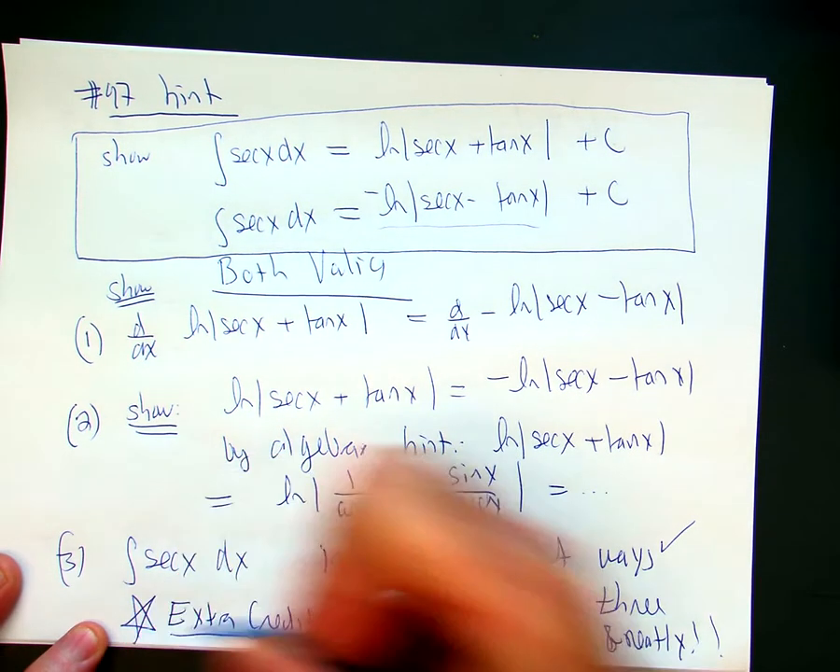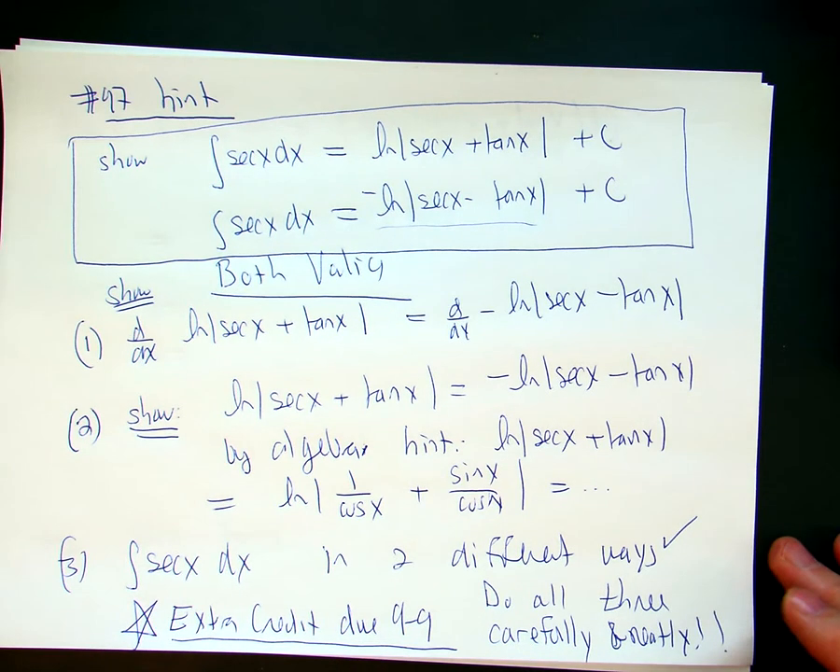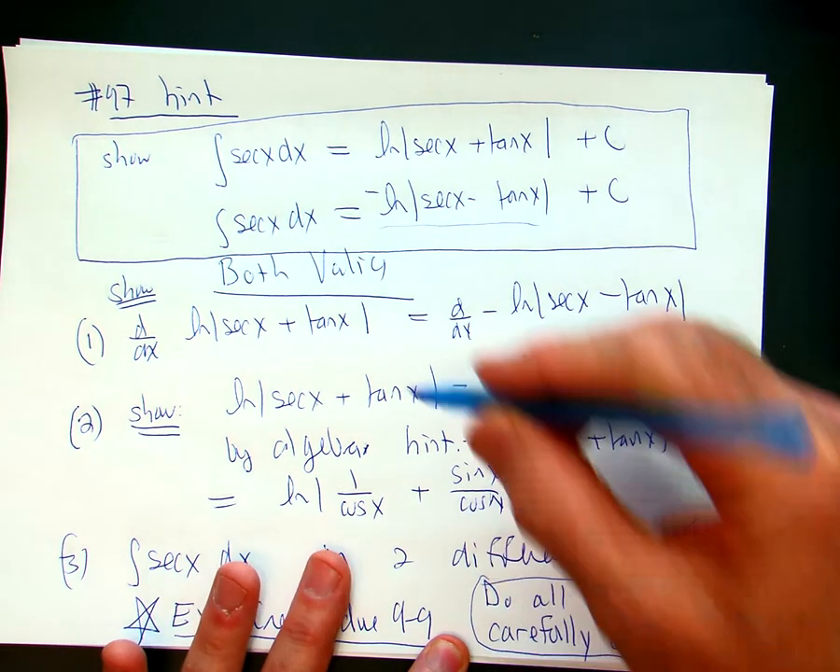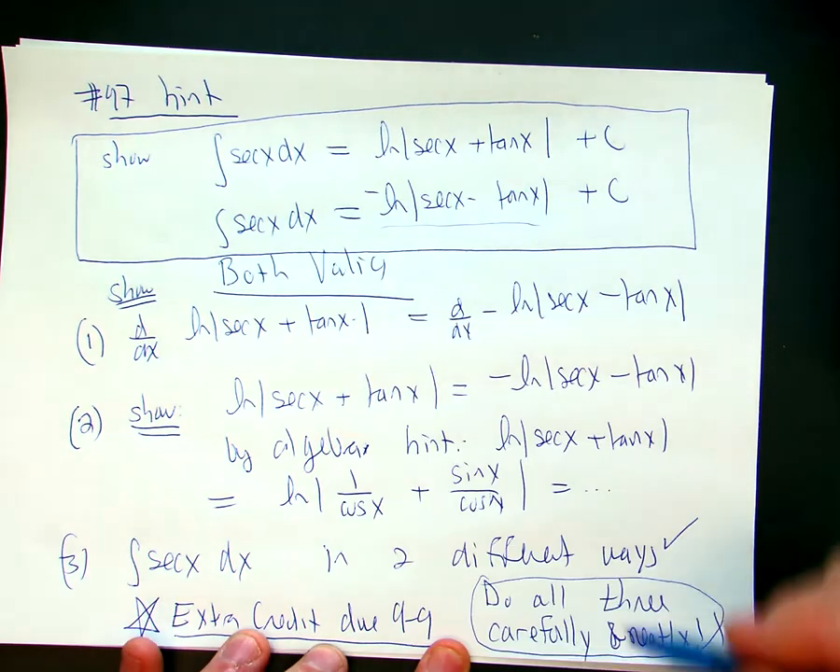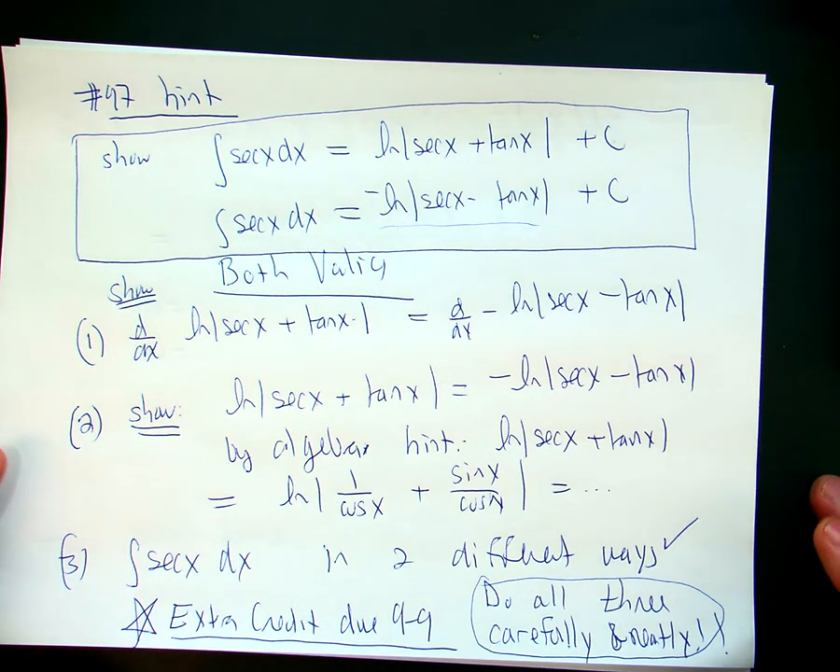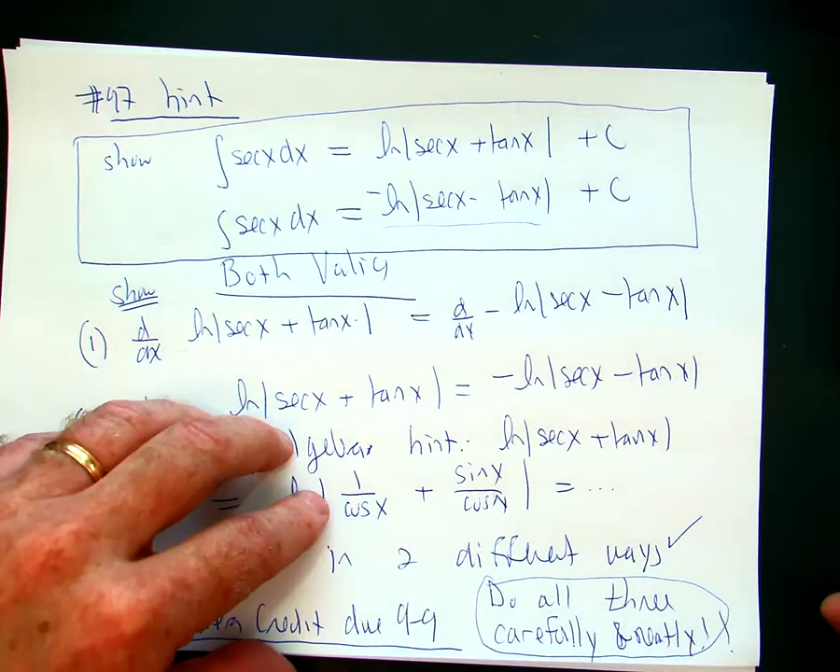And I also want to point out there's an extra credit that's due Tuesday, 9/9. What I want you to do is do all three of these, this way, and this way, both carefully and neatly. So I don't want a lot of crossouts and things like that. If you can do that, you'll get some extra credit points.